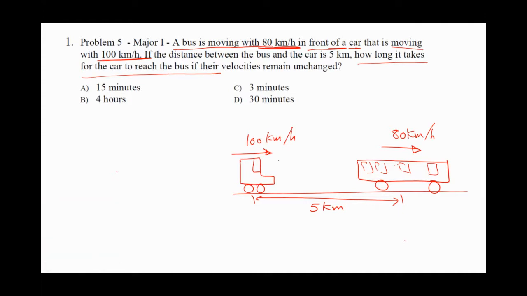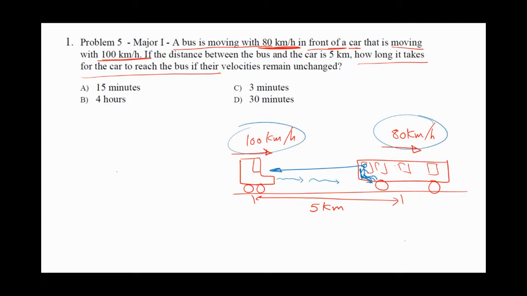Of course, the car will gradually move until it reaches the bus because it has higher speed. Let's say somebody is staying in the bus, looking at the car. He will imagine that the car is approaching him at a speed which is the difference between the two speeds, right?